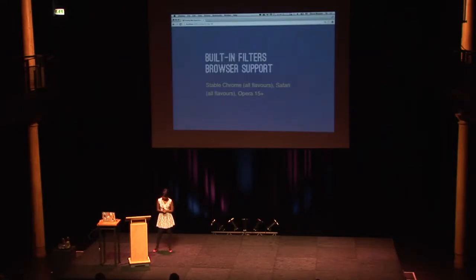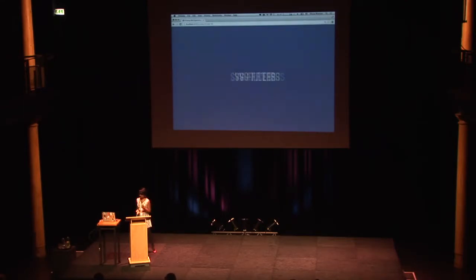So in terms of built-in filters, the browser support is not bad. You have the stable versions of Chrome, Safari, and now with Opera 15 plus, you'll have that support as well, which is OK. We get almost there. But there are SVG filters, which can help us get even more support. SVG filters have existed for a very long time. But the interesting thing about SVG filters is now you can use them as an input for CSS filters, which is to use this filter property and use an SVG filter and apply it to an element.